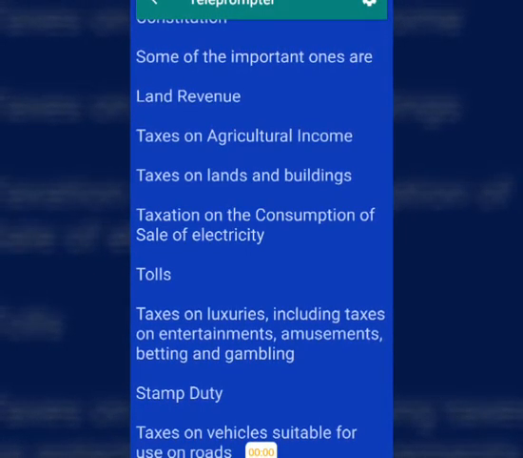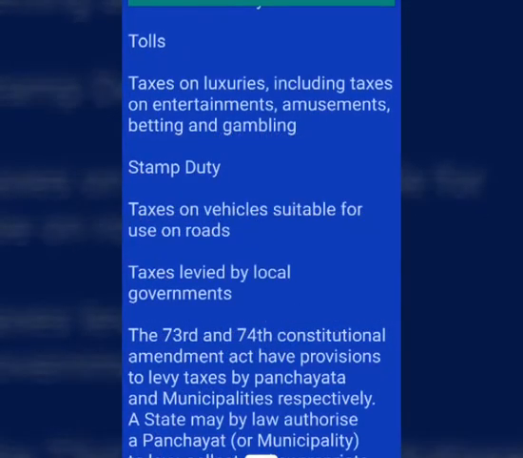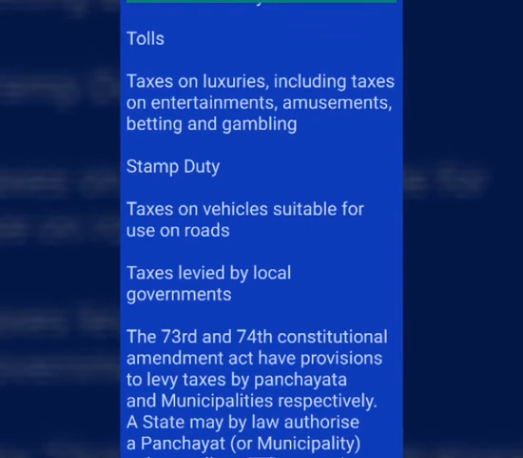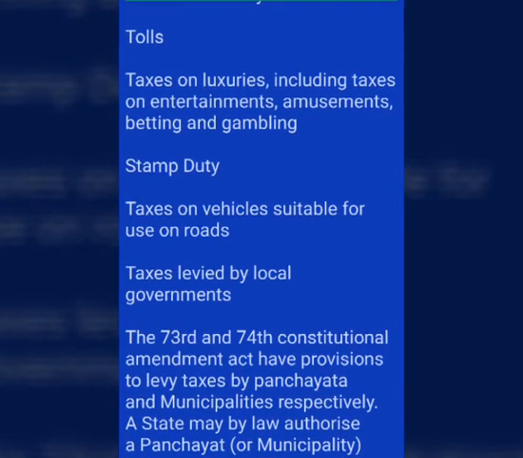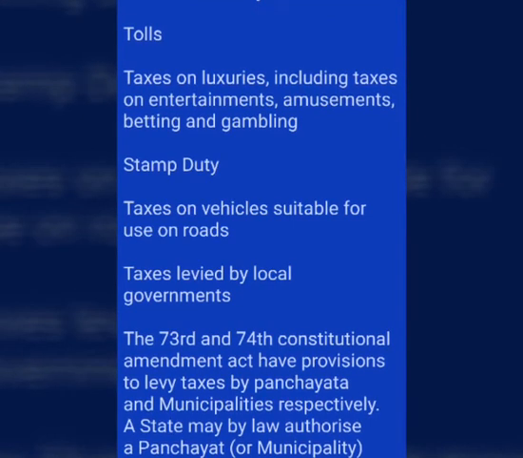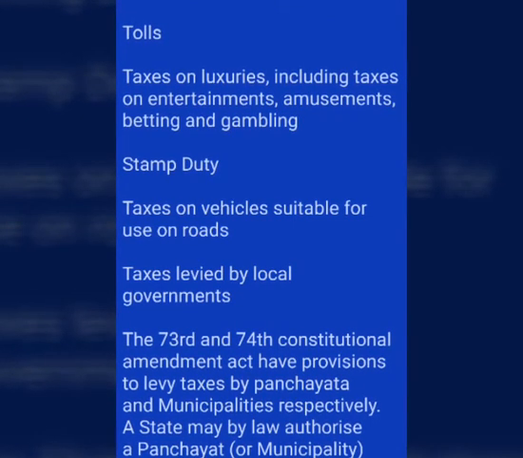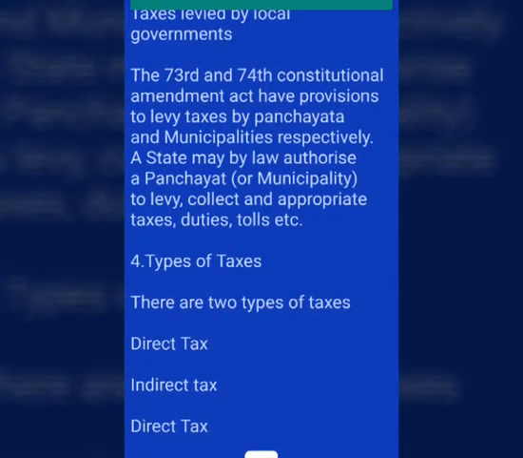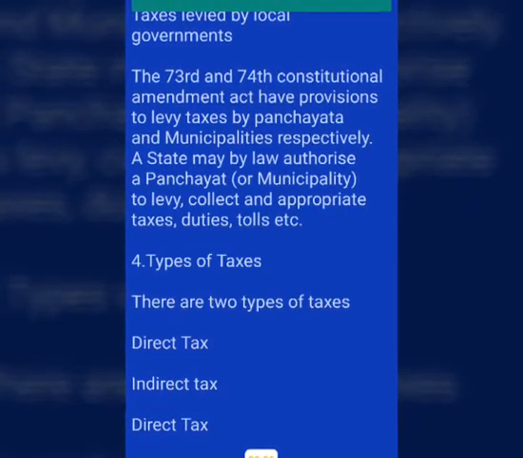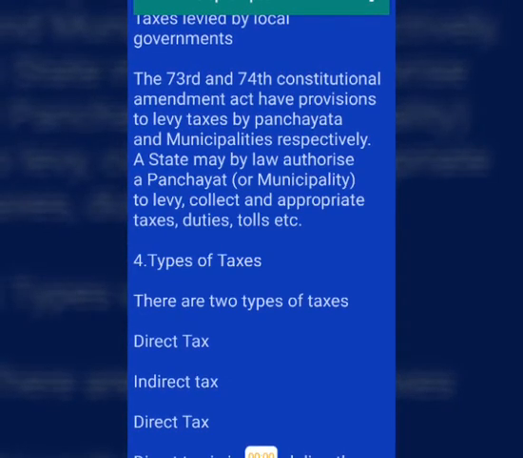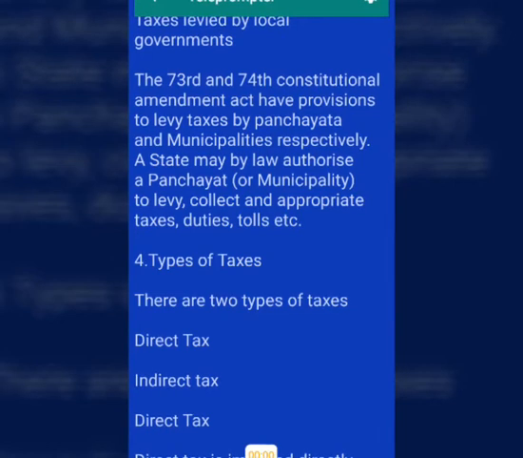4. Types of taxes. There are 2 types of taxes: Direct tax and Indirect tax. Direct tax. Direct tax is imposed directly on the taxpayer. Also, it is paid directly to the government by the person on which it is imposed. Direct tax cannot be shifted by the taxpayer to someone else. Thus, in case of direct tax, the incidence of tax and impact of tax is on the same person. Examples of direct tax: income tax, corporate tax, etc.